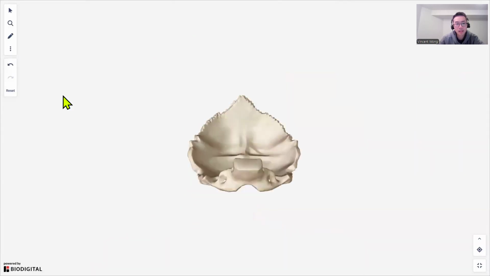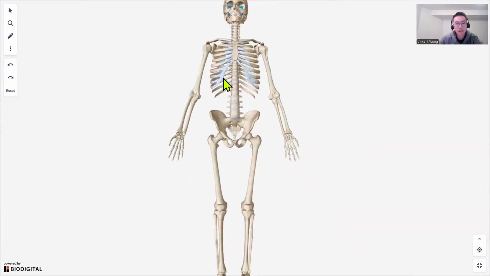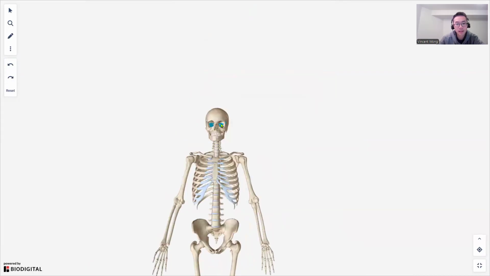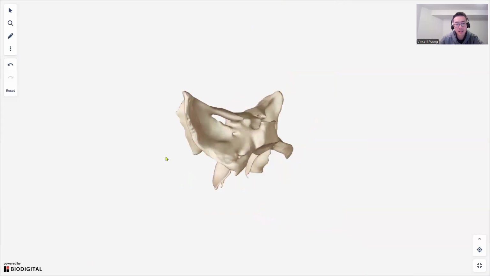Oops, I isolated the wrong one. Oh boy, now we have to start again. Let's see. Isolate. There we go. Looks like a bat, or a butterfly.